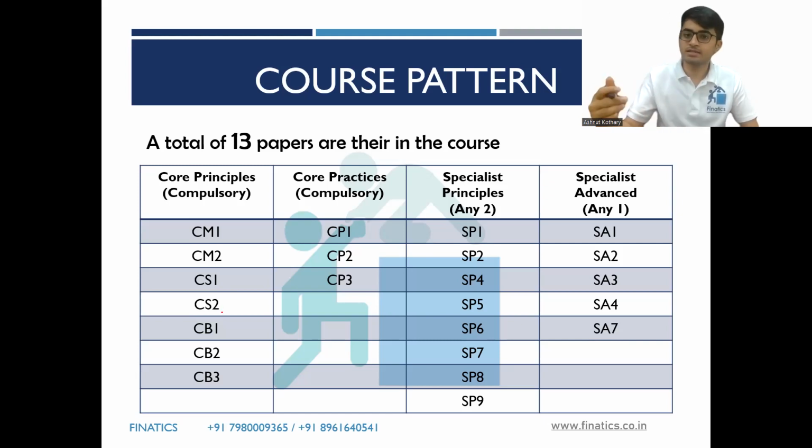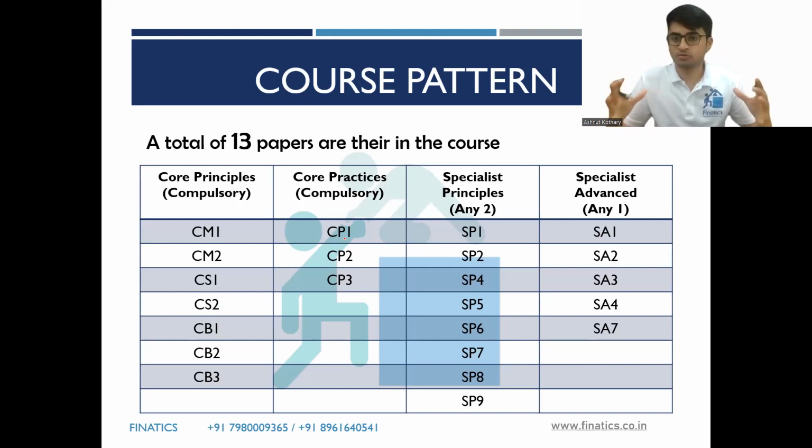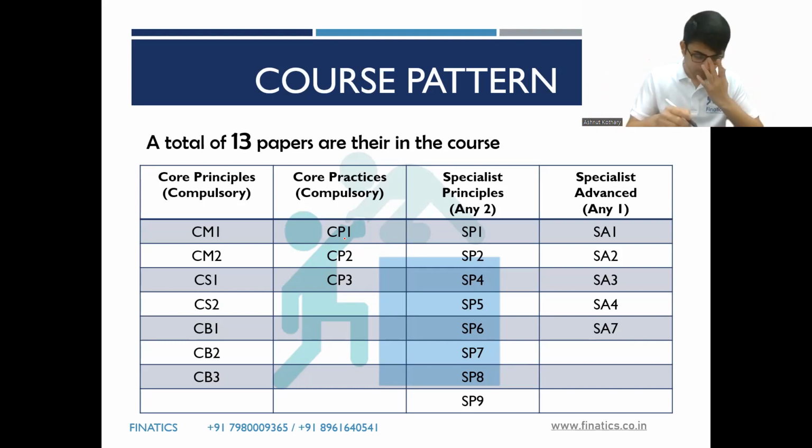CS2 is again statistics, a more bit higher application of statistics. CB1 is business accounts and finance. CB2, sorry, business finance and accounts, rather I should say. CB2 is economics. CB3 is more to do with the actual code of conduct, I would say, and certain laws. It's a slightly different type of paper. CP1 is like the big paper about risk management. Right now, it has 39 chapters and it probably has the biggest syllabus out of all the papers.